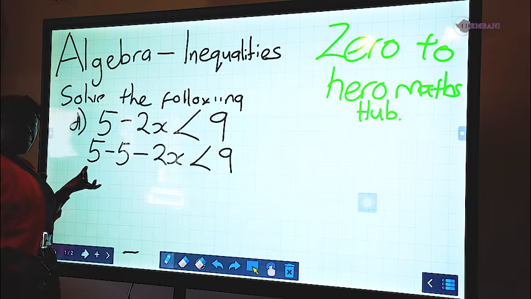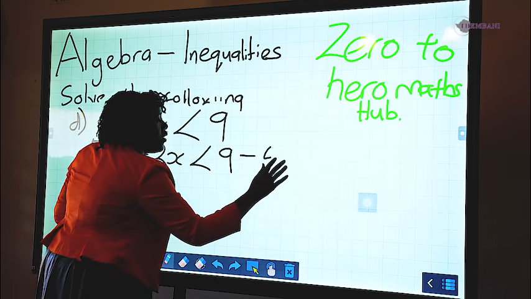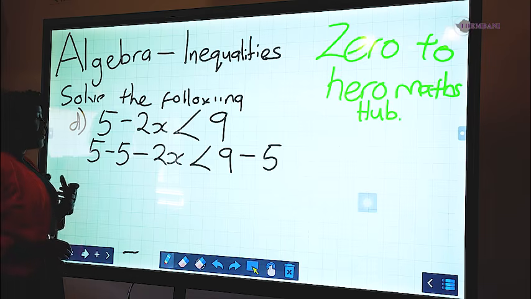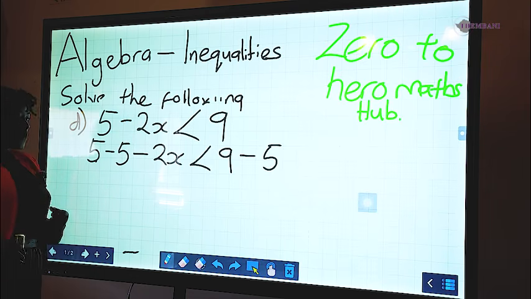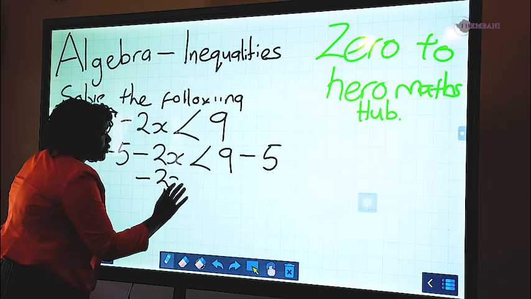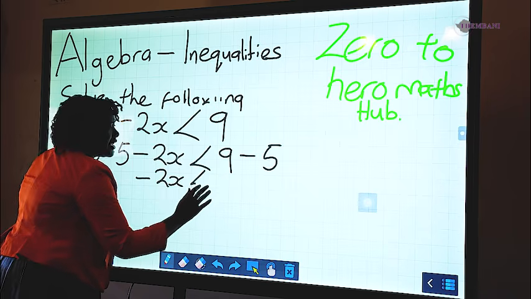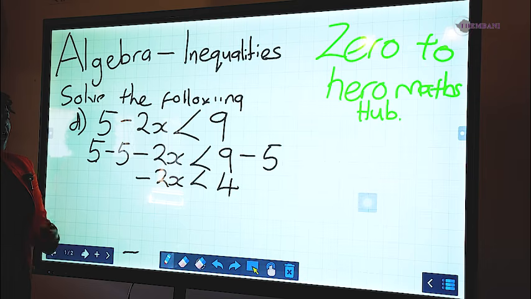But what we do to the right side is the same thing that we do to the left side. In this case, we have subtracted 5, so we have to subtract 5 on the other side. So what are we going to get? Here we are going to say 5 minus 5 and we get a 0. So we are going to get negative 2x is less than 9 minus 5, which will give us a 4.